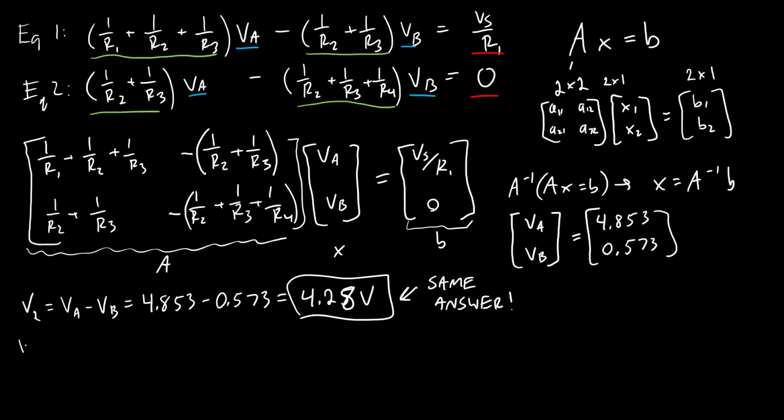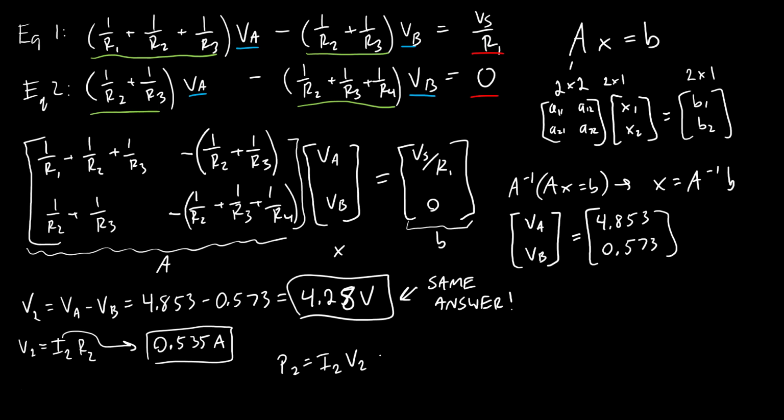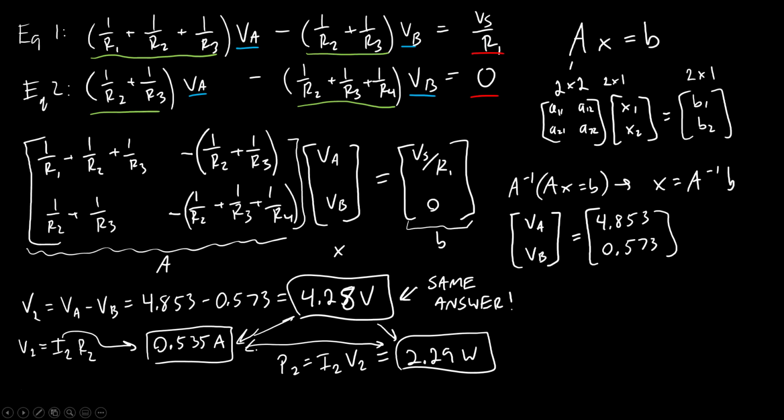So I can go on to use Ohm's Law to solve for the current in resistor 2. And if I do that, I'm going to get 0.535 amps, which again, is the same answer I got in the previous two videos. And then finally the power, P2 equals I2 times V2. Plug in the numbers for that, and you will get 2.29 watts. So all of these are the same answers that I got with three different methods after slogging through this in all three of the different videos.